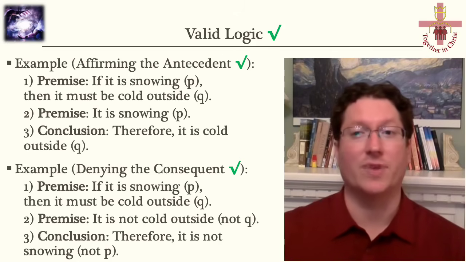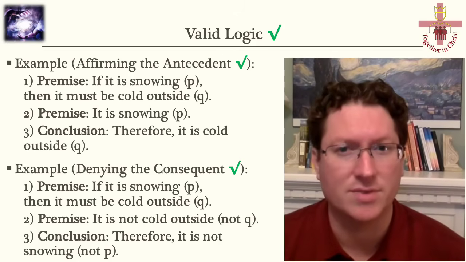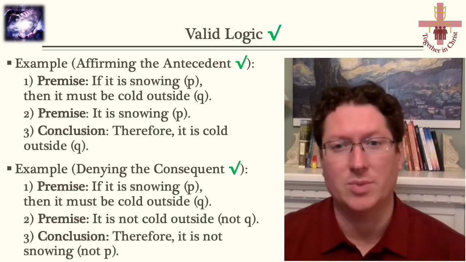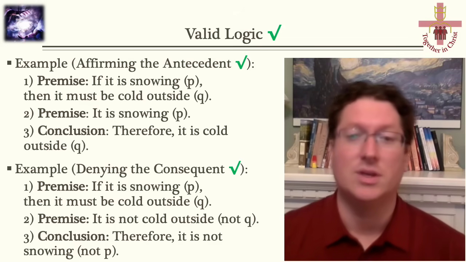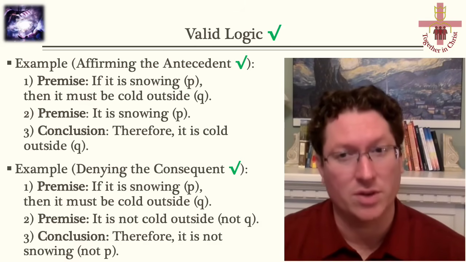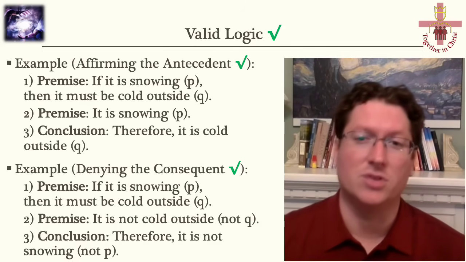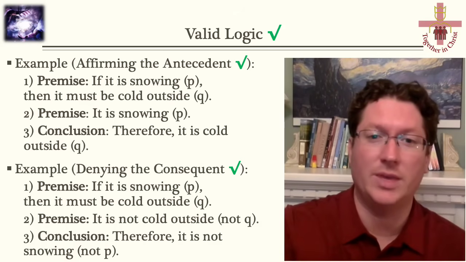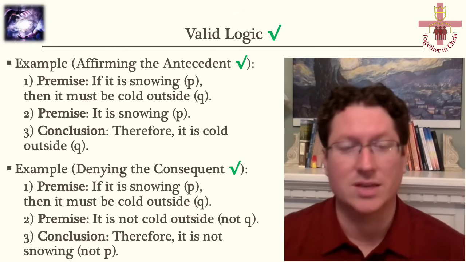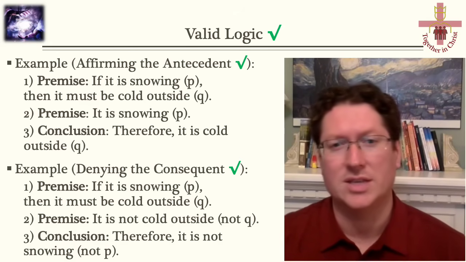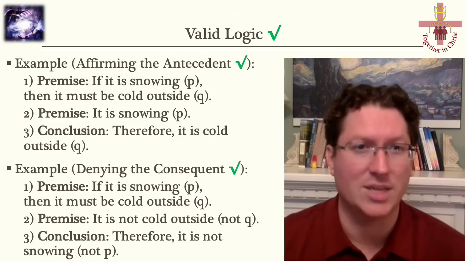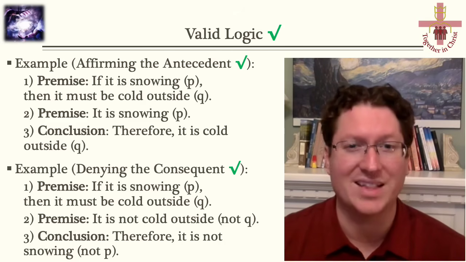There's a second type of correct logic, sound logic, valid reasoning, which is denying the consequent. So the premise: if it's snowing, P, then it must be cold outside, Q. Then the second premise: it is not cold outside, not Q, which is denying what follows, denying the consequent. And the conclusion: therefore, it's not snowing, not P. So this is valid. Because this argument denies the consequent, it's also a valid argument. You can see how both of these forms of reasoning agree with one another. They're consistent. Both affirming the antecedent and denying the consequent are valid.